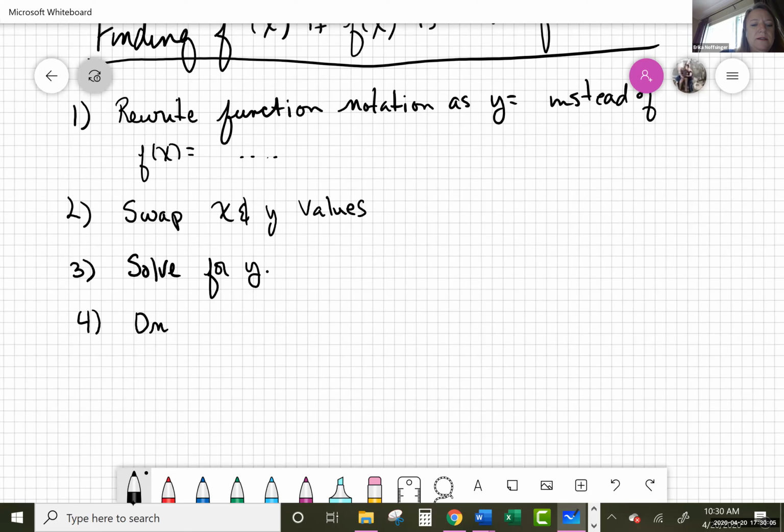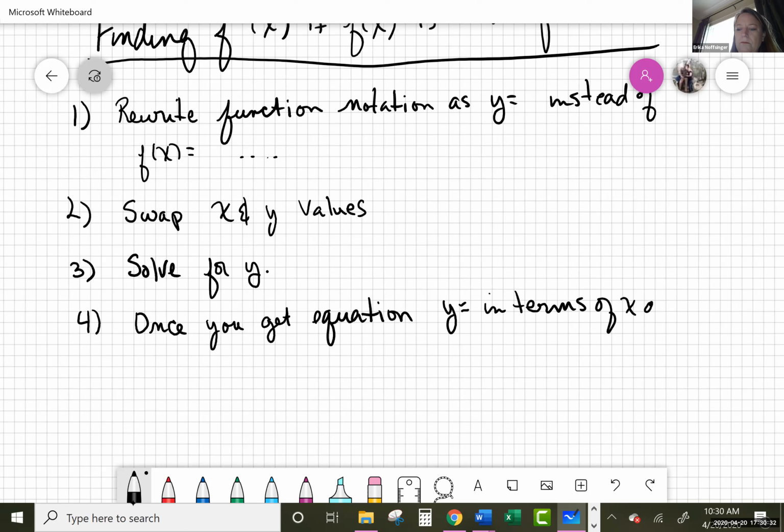So once you get the equation, y equals, in terms of x only, then rewrite y as f inverse of x.